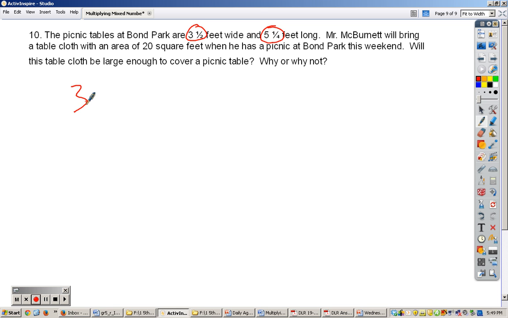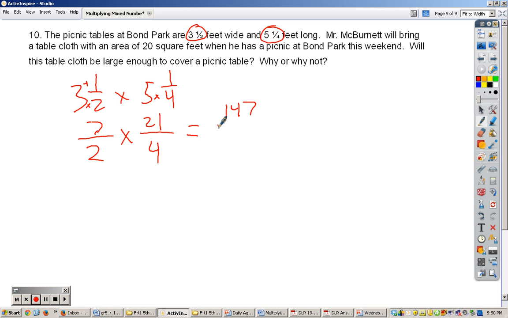So 3.5 times 5.25. Let's do improper fractions. 2 times 3 equals 6, plus 1 is 7. Bring the denominator down. 4 times 5 is 20, plus 1 is 21. Bring the denominator down. 7 times 21. Like I said, improper fractions, the numbers can get pretty big. 7 times 10 is 70. 70 times 2 is 140, plus 7 is 147 over 8. Now we have to figure out how many times 8 goes into 147.